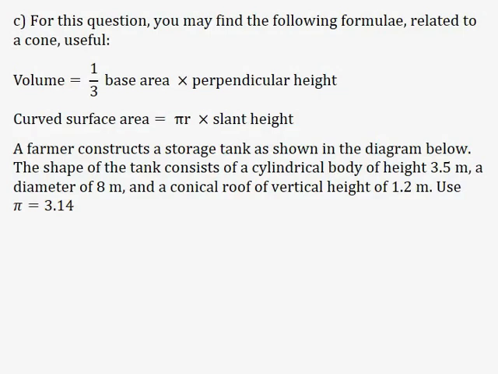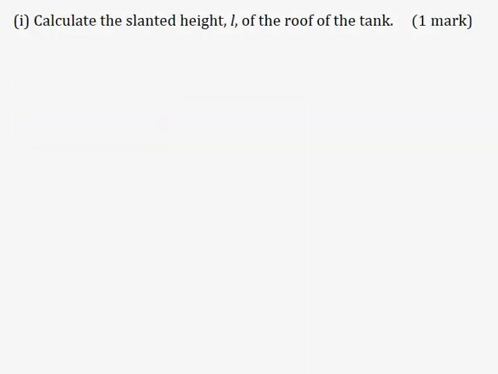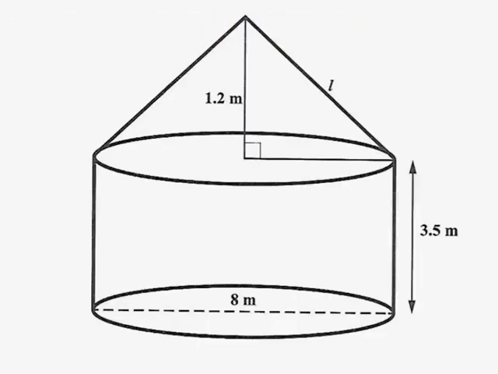A farmer constructs a storage tank as shown in the diagram below. The shape of the tank consists of a cylindrical body of height 3.5 meters and a diameter of 8 meters, and a conical roof of vertical height of 1.2 meters. Use pi is equal to 3.14. Part 1. Calculate the slanted height L of the roof of the tank for 1 mark.